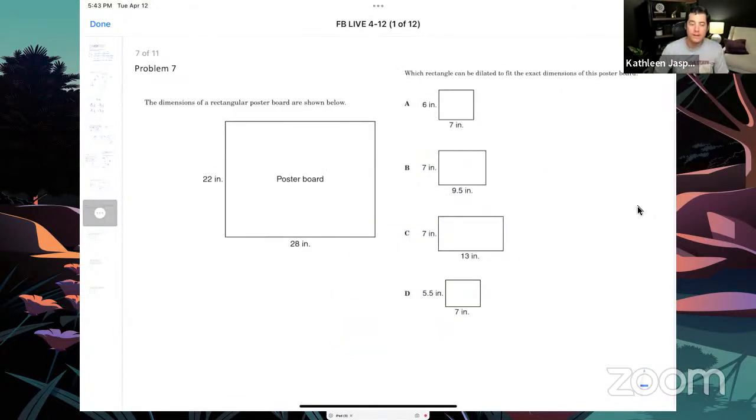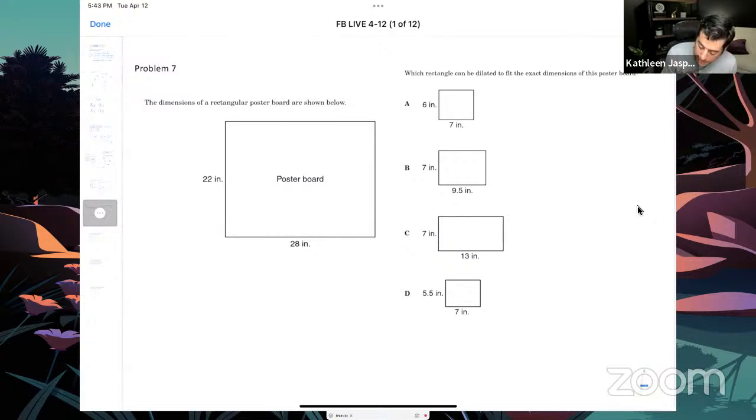Problem 7. This problem says the dimensions of a rectangular poster board are shown below. Which rectangle can be dilated to fit the exact dimensions of this poster board?